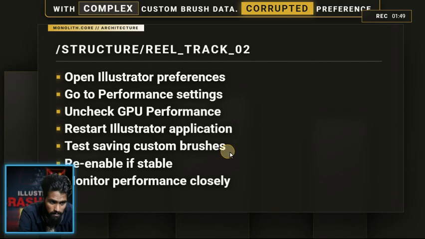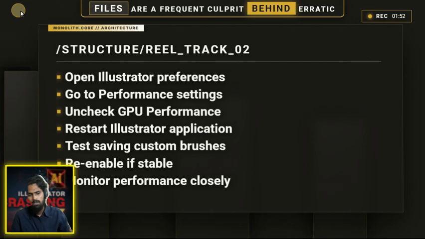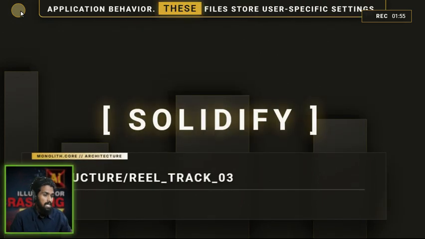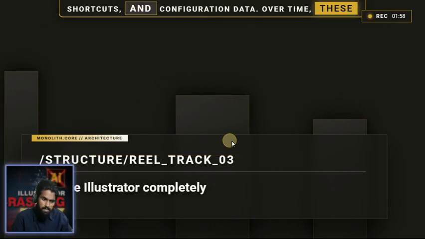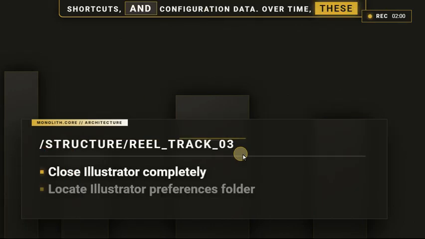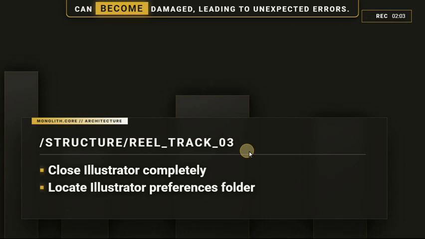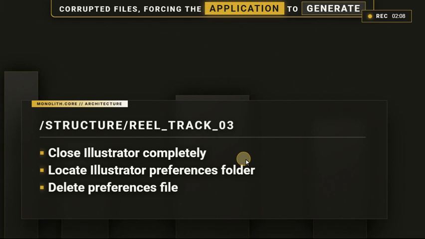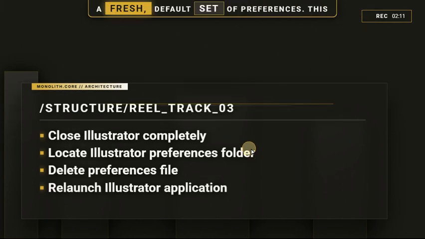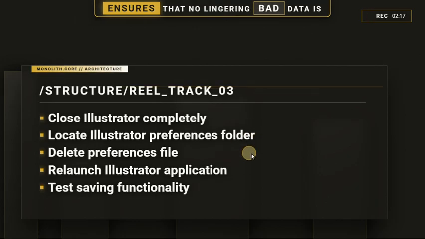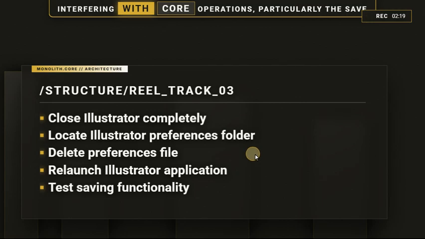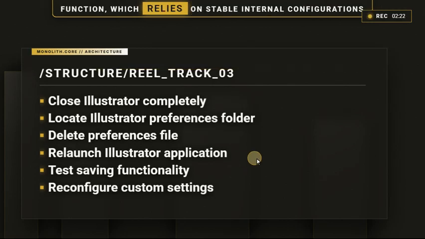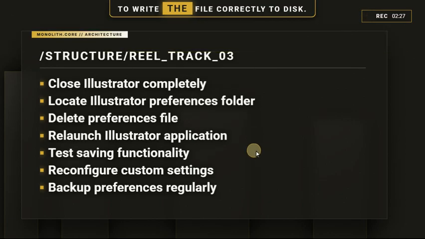Corrupted preference files are a frequent culprit behind erratic application behavior. These files store user-specific settings, shortcuts, and configuration data. Over time, these can become damaged, leading to unexpected errors. Resetting Illustrator preferences effectively purges these potentially corrupted files, forcing the application to generate a fresh, default set of preferences. This ensures that no lingering bad data is interfering with core operations, particularly the save function, which relies on stable internal configurations to write the file correctly to disk.